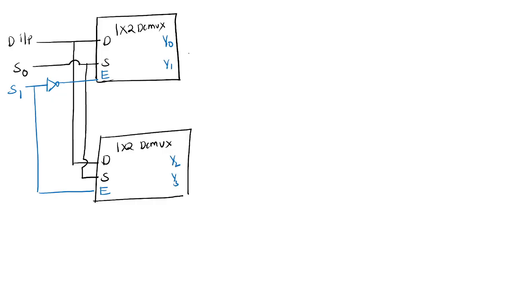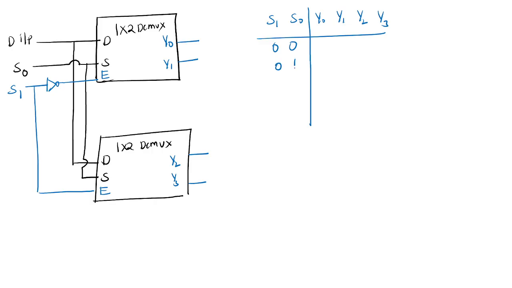Y3. So Y0, Y1, Y2, Y3. We already see this in the truth table. That is S1, S0, and Y0, Y1, Y2, Y3. So that means 00, 01, 10, 11. When S1 S0 is 00, Y0 is D, remaining all are zeros. And 01 means Y1 is D, remaining all are zeros. And 10, Y2 is D, remaining all are zeros. 11, Y3 is D.